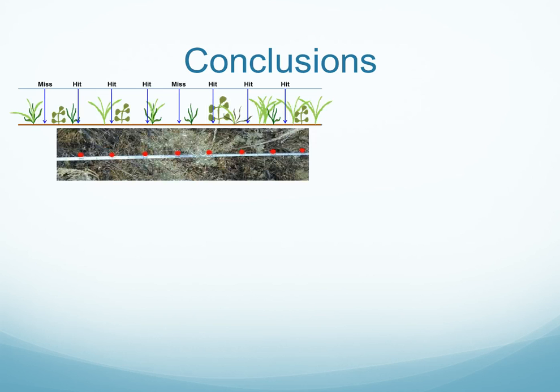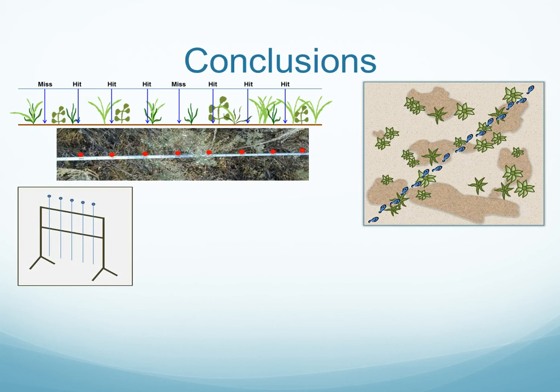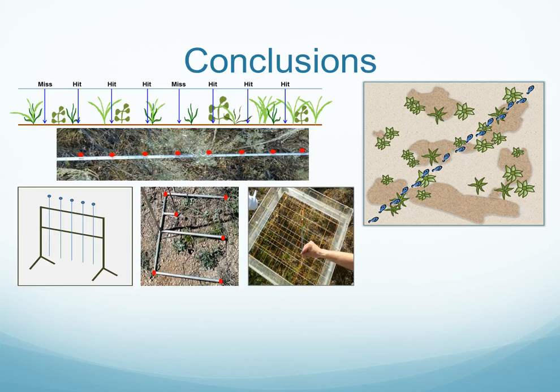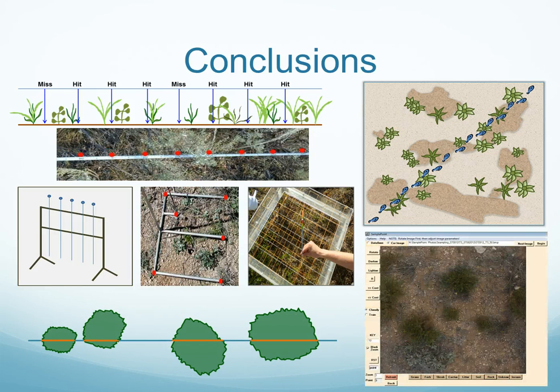So in conclusion, when we're using points and lines to estimate cover, there are a variety of approaches that are available. The decision about the approach that we use should always be guided by our management and sampling objectives and by a consideration of the site and species characteristics that we're working with.